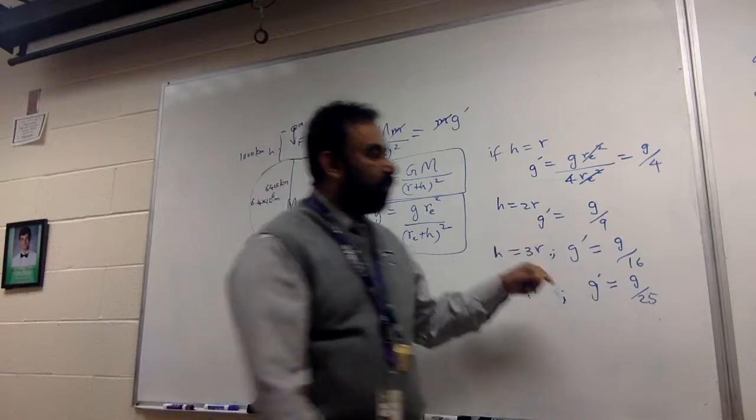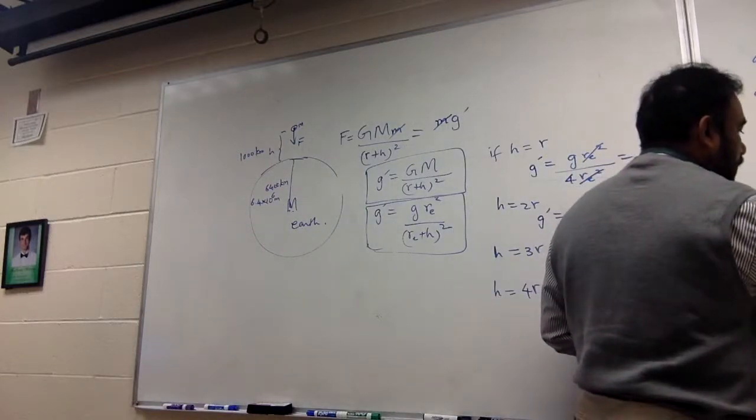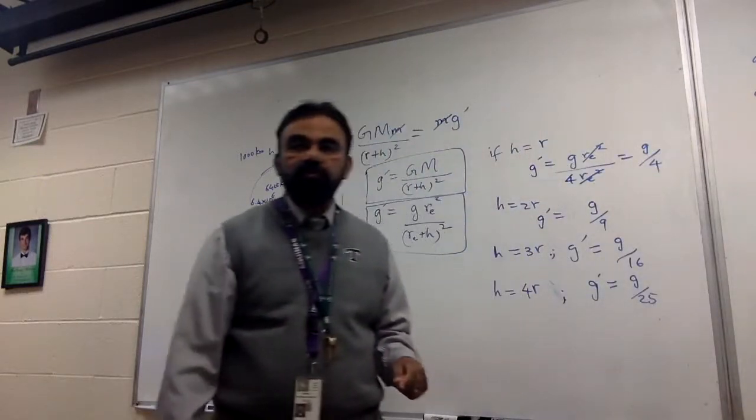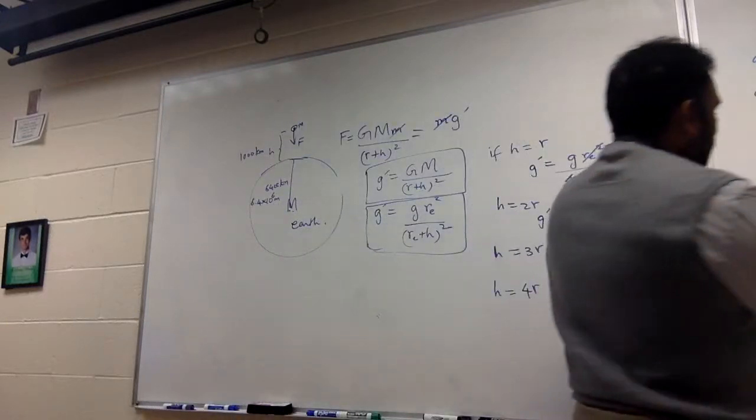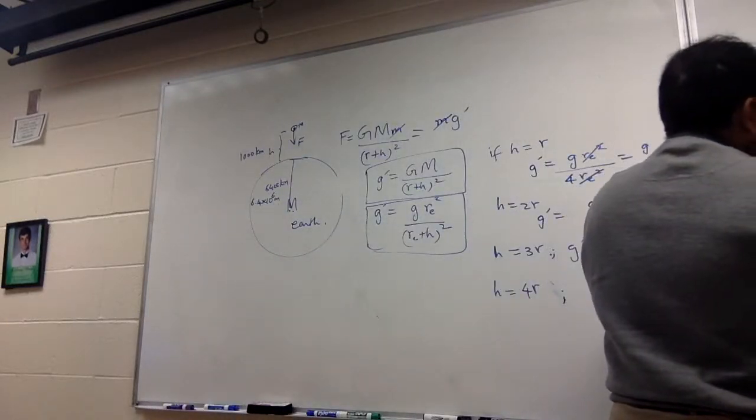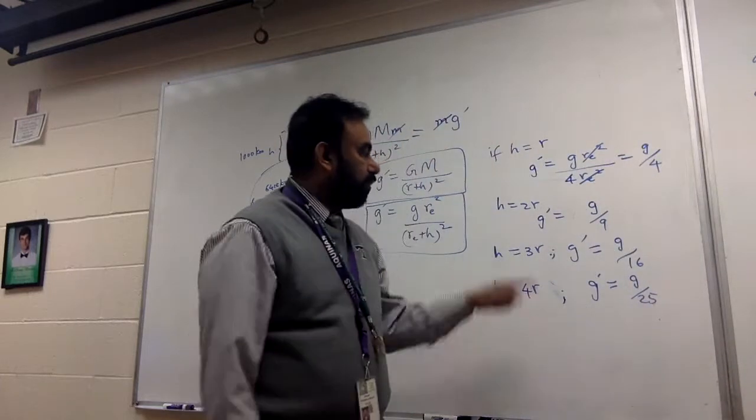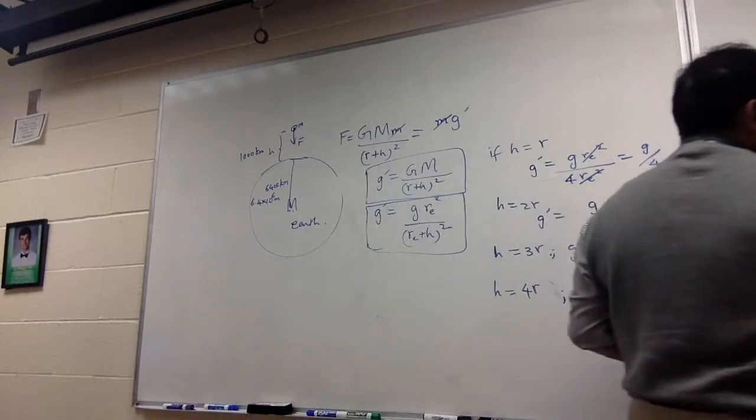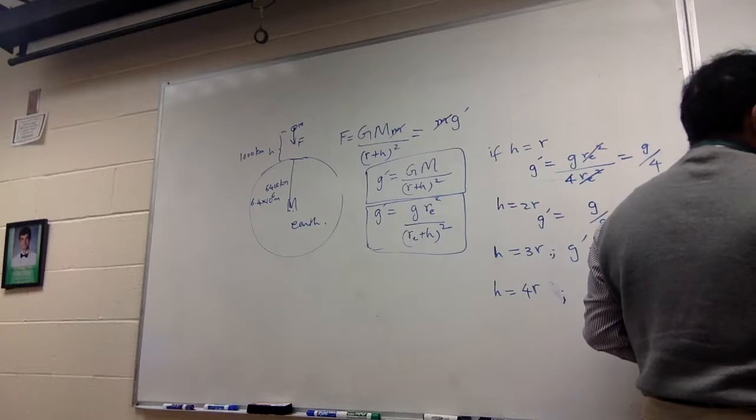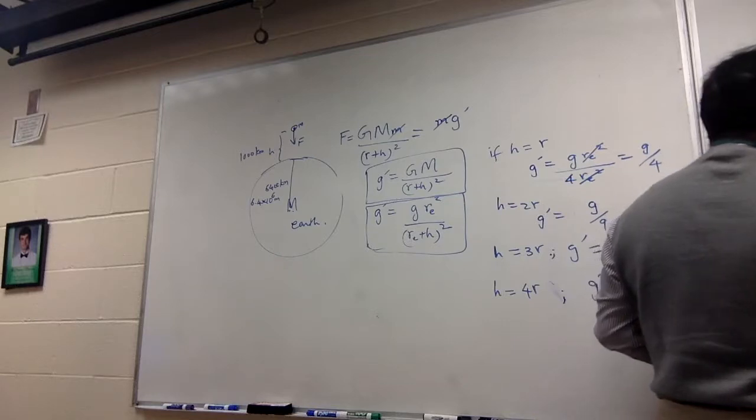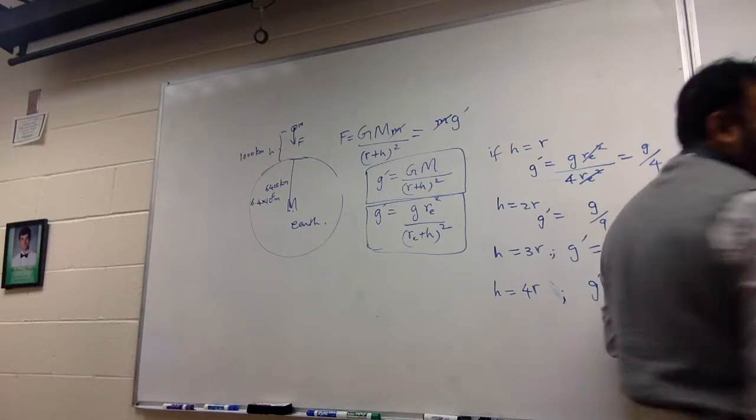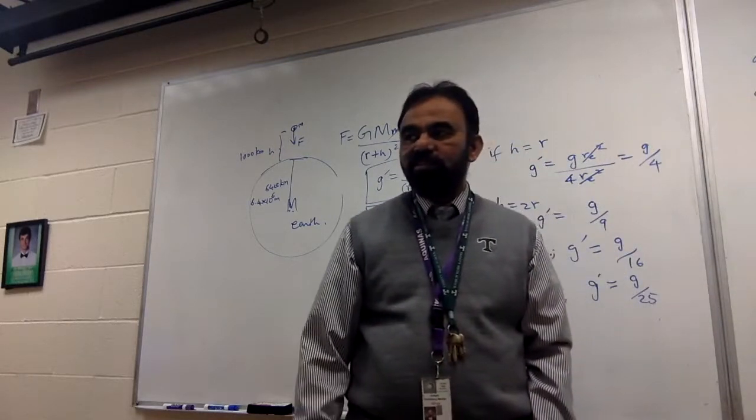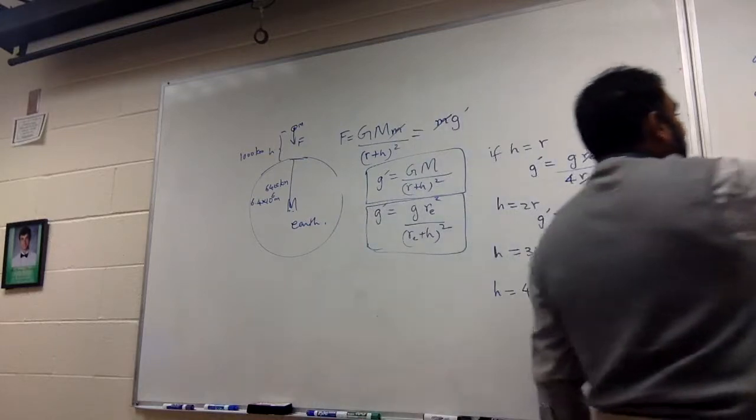What if you go to a height of 2r? It's a ninth. What if you go to a height of 3r? It's a 16th. What if you go to a height of 4r? It's a 25th. You can see how steeply it is coming down.